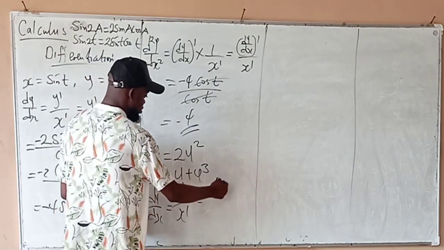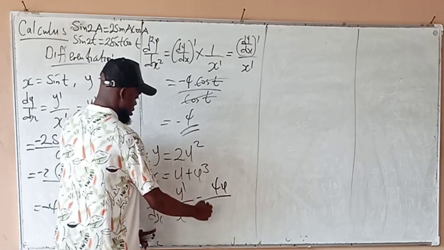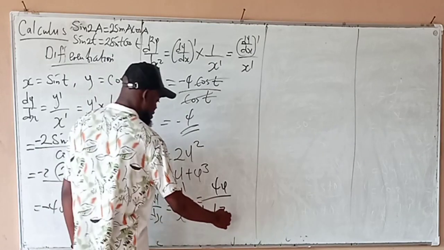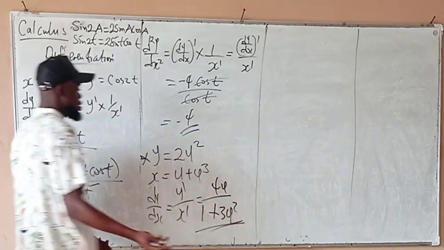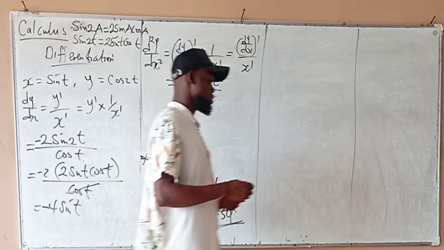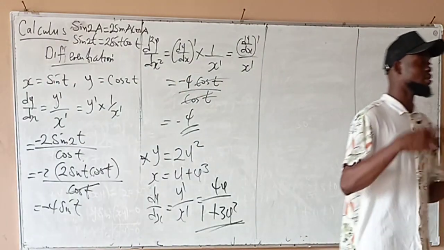We will have 4u. Differentiation of s: differentiate u, we will have 1. Differentiate u cubed, we will have 3u squared. That's it. Simple as A, B, C. Simple as what? A, B, C.